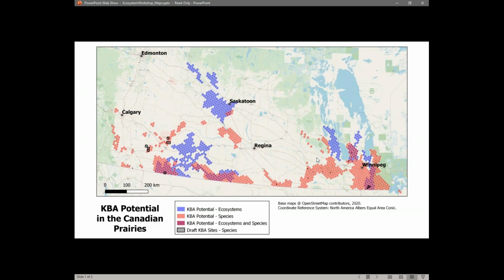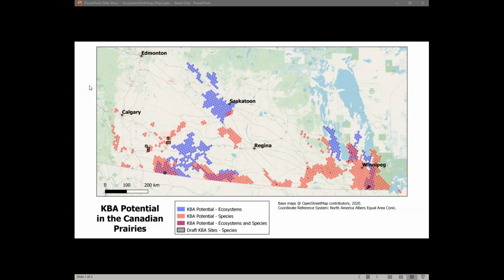Excellent. Okay, so this is a map that my colleague Chloe has put together. It is the results of her analysis of using Pat's 100 square kilometer hexagons that you had identified. And so she has overlain these on a map showing areas that are potential KBAs that may meet the thresholds.